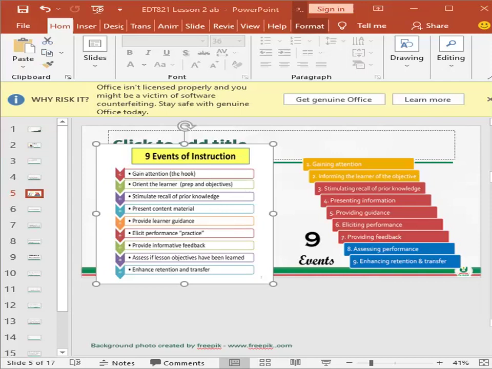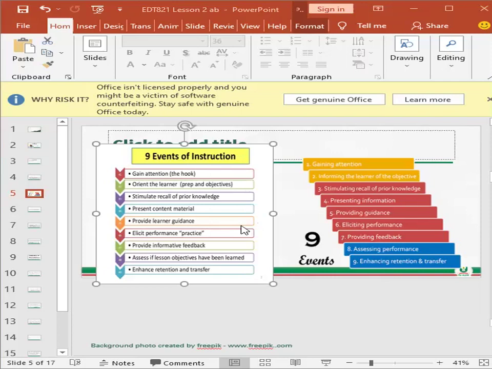Also, we have elicit performance practice, eliciting performance. The teacher asks the learners to respond, demonstrating learning. Practice by letting the learners do something with the newly acquired behavior, skills, or knowledge.